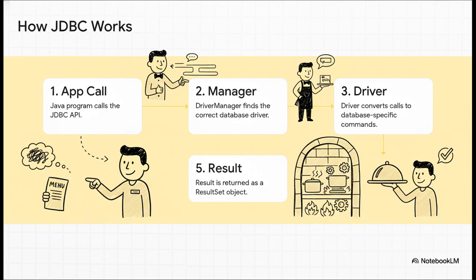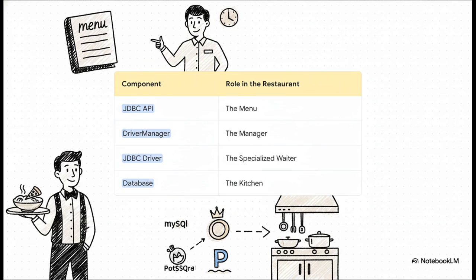Step 2. That order goes to something called the driver manager. Think of this as the floor manager. Their job is to look at the order and find the perfect waiter for that specific kitchen. Step 3. The specialized JDBC driver, our waiter, takes the order. This is key. They translate the request into the exact dialect that the kitchen understands. Step 4. The database, our kitchen, gets the order and prepares the food. And finally, Step 5. The waiter brings that finished dish, the results, all the way back to the customer's table. Simple as that.